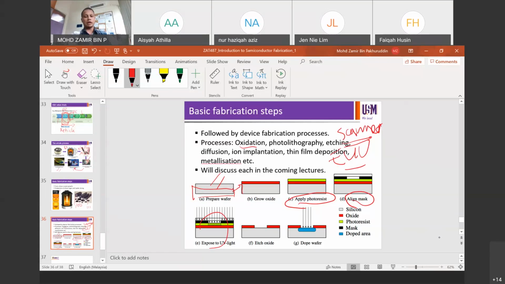Later we will see why you end up like this. Why not remove here and maintain here? We're going to see what's actually going on. So this is just a brief, don't worry yet.